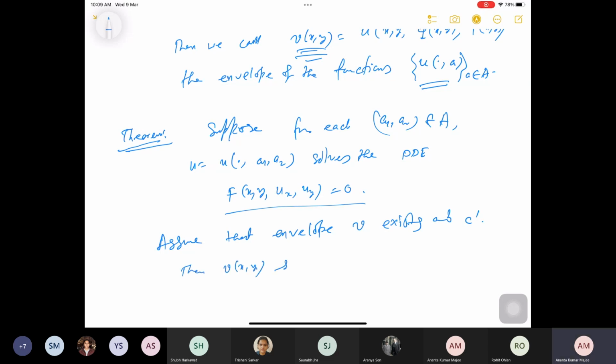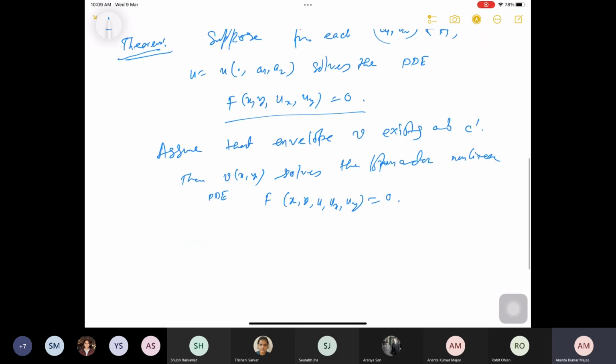Then v(x, y) solves the first order nonlinear PDE, F(x, y, u, u_x, u_y) = 0. So what this says is that the envelope also satisfies your first order PDE. How to check it? If I show that u_x is equal to v_x, the partial derivative with respect to x of u is the same as the partial derivative of v with respect to x, then we are done.